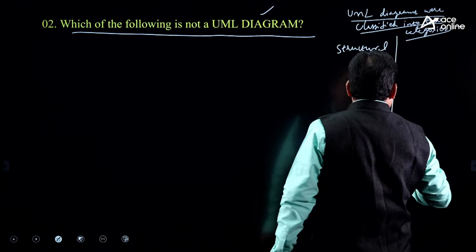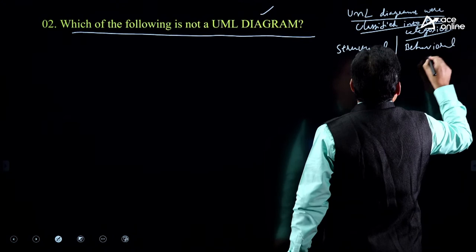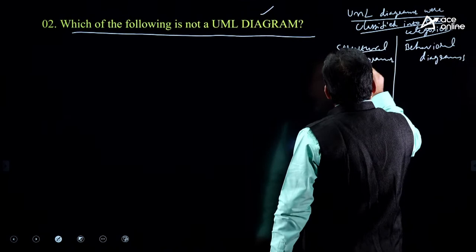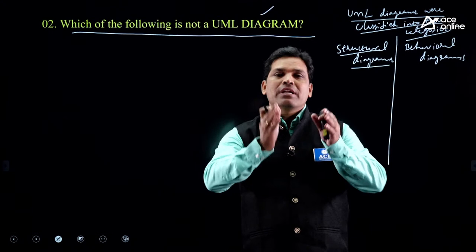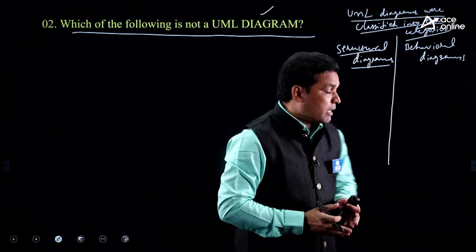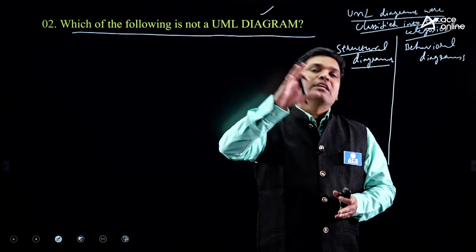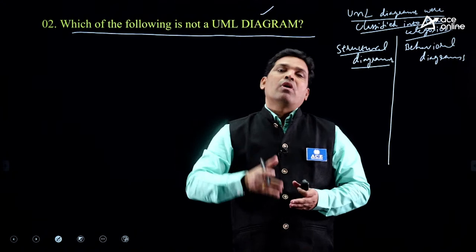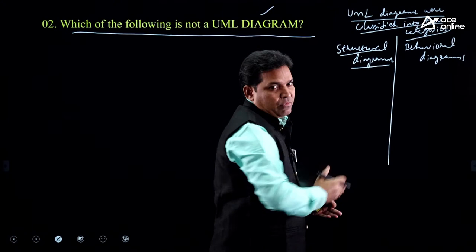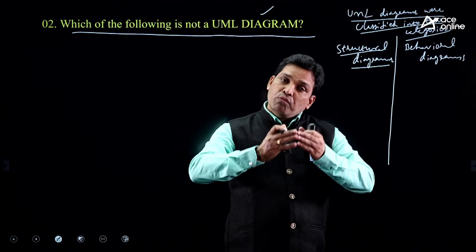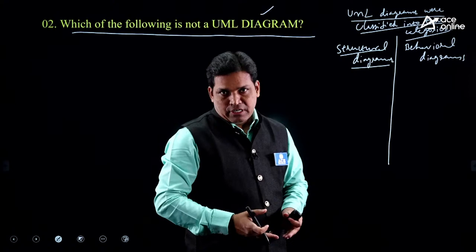Second category is of behavioral diagrams. What is the purpose of structural diagrams? Why does a designer have to model structural diagrams for the development of any software system? Structural diagrams are used for modeling the static view of a software system. If any stakeholder wants to know the static view of the software project, structural diagrams are helpful. Through them, designers, developers, and other stakeholders can view the static view of that particular software system. That is the purpose of structural diagrams.